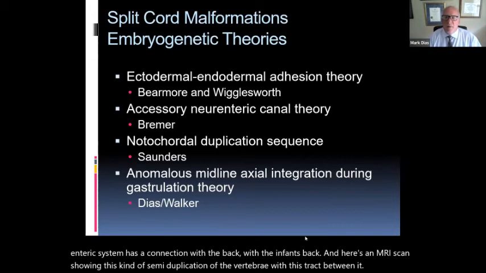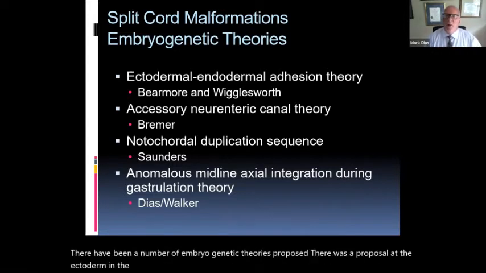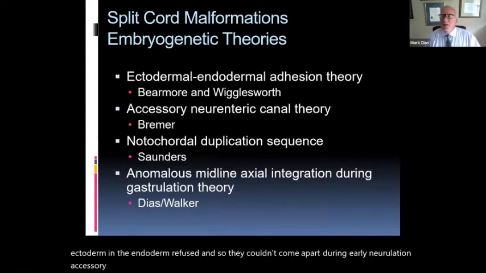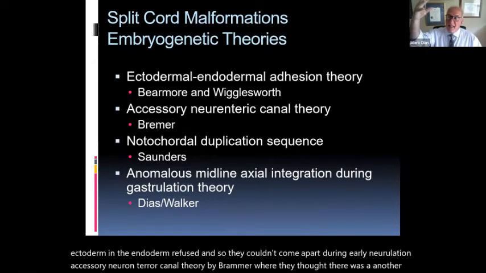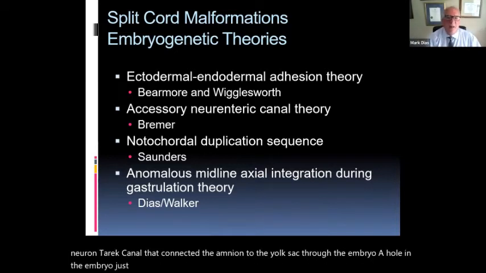There have been a number of embryogenetic theories proposed. There was a proposal that the ectoderm and the endoderm were fused, and so they couldn't come apart during early neurulation. Accessory neuroenteric canal theory by Bremer, where he thought there was another neuroenteric canal that connected the amnion to the yolk sac through the embryo, a hole in the embryo, just like the primitive neuroenteric canal.